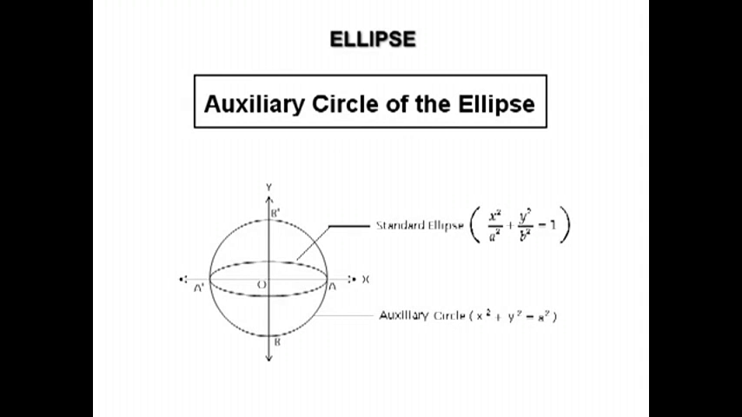First we have to draw a circle with major axis as diameter. Its equation is x square plus y square equal to a square and it is called as an auxiliary circle of the ellipse.